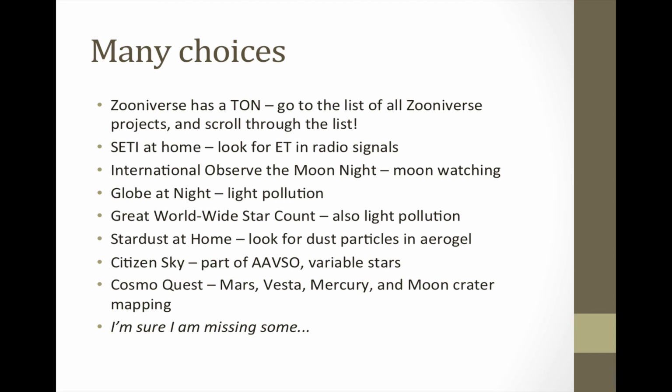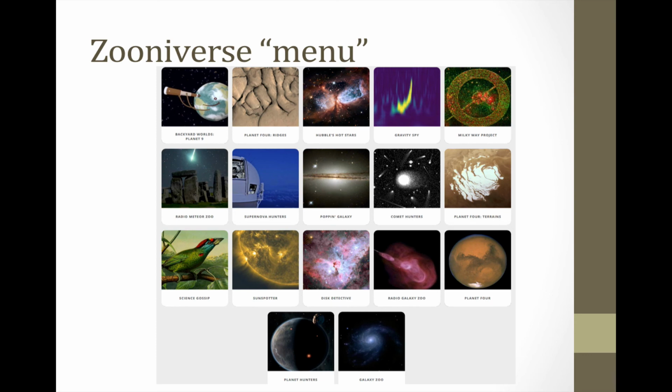Something called Citizen Sky is actually part of something called the AAVSO, the American Association of Variable Star Observers. They specifically focus on variable stars, and they have an amazing infrastructure where you can learn how to contribute data to the scientific community. There's something called CosmoQuest, which deals with lots of crater mapping projects, among other things. I'm sure that I'm missing some, but this is just a screen snapshot of the Zooniverse menu of astronomy projects, just the astronomy projects, and it might even be out of date.